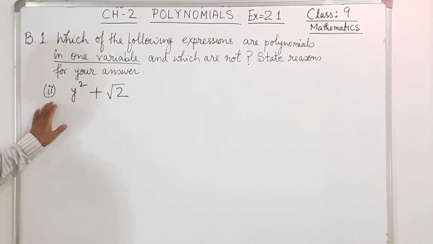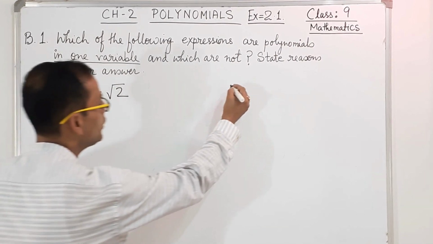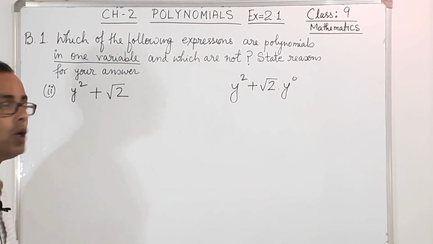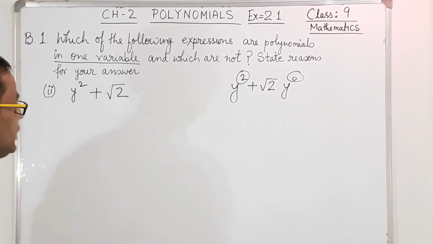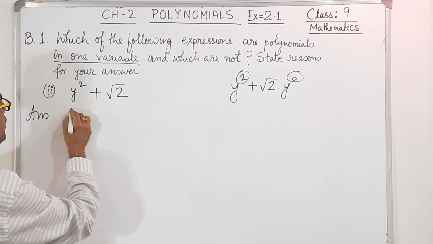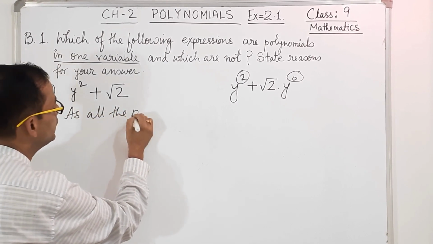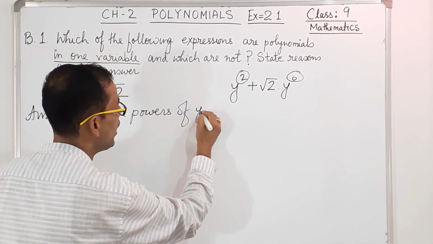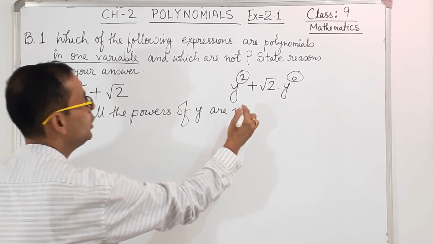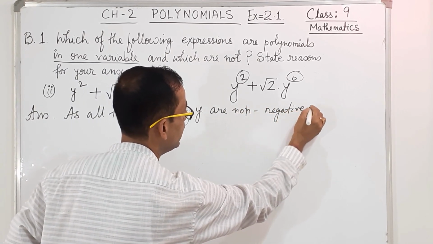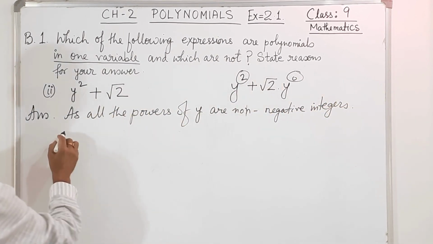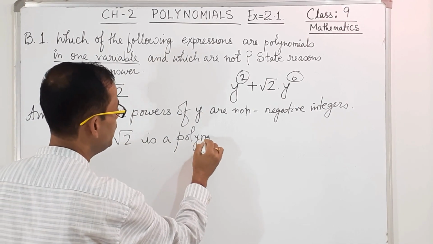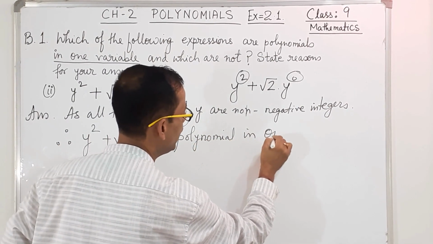Roman 2 is telling what? y square plus root 2. So this one is actually y to the power 2 plus root 2. Nothing is there means y is there, but to the power 0. So both the powers are non-negative integers. So how will I write the answer? Answer: as all the powers of y are non-negative integers, therefore y square plus root 2 is a polynomial. And it is a polynomial in one variable. Finished.